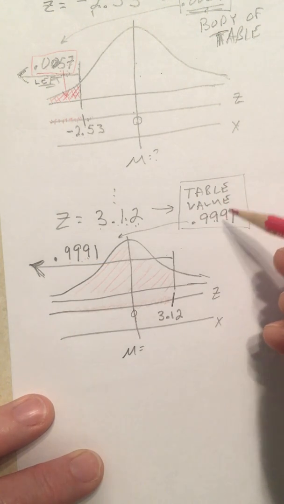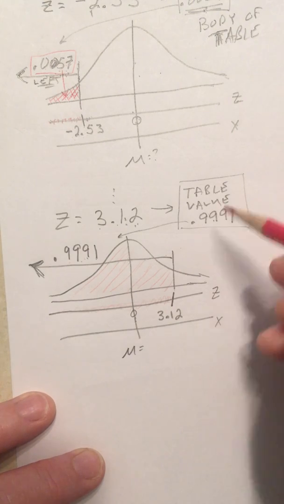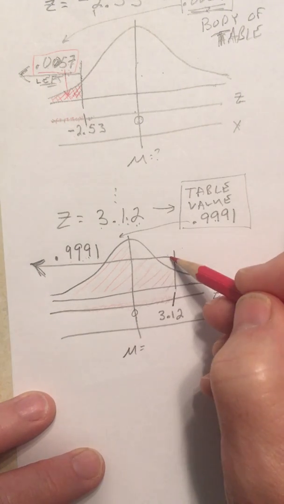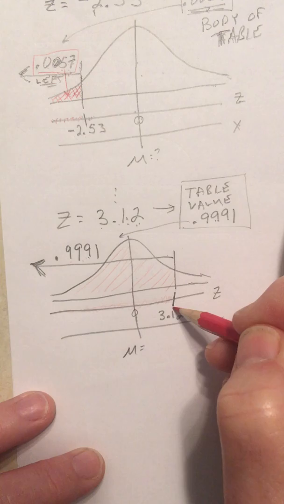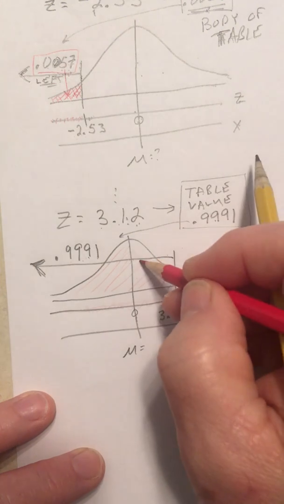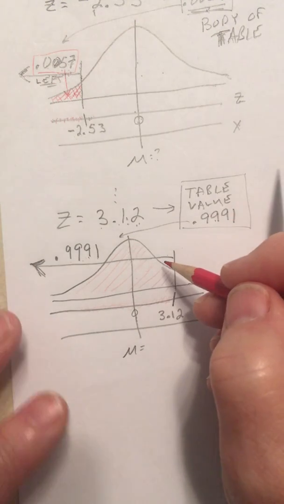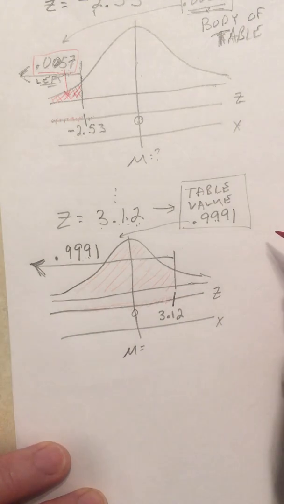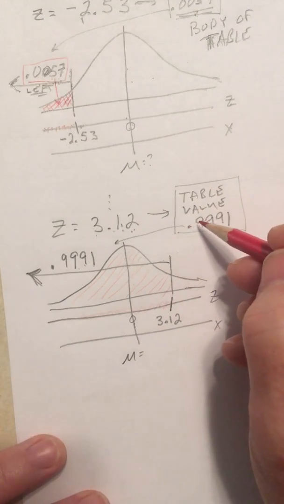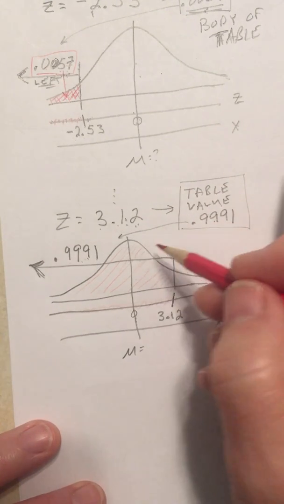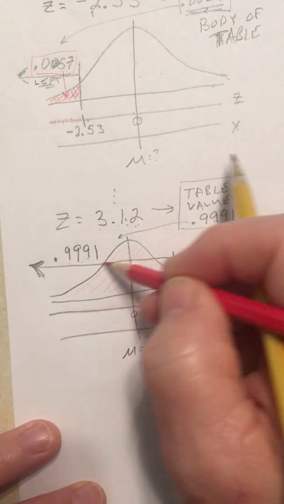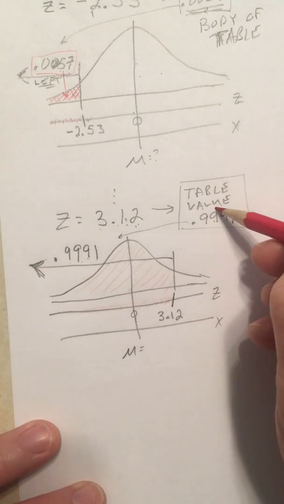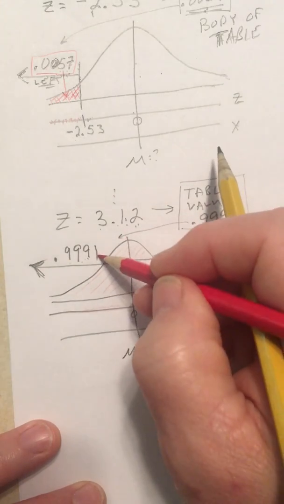Every time you find a value in the body of the table, you're finding a probability to the left of the number in question. The probability always goes to the left. If that's what you're looking for, then you're finished. If you're looking for something else in your problem, you have more work to do. But this table is a left-handed table. It always finds the area to the left. That's why this arrow goes to the left. When you find the number in the body of the table, it goes on the arrow.